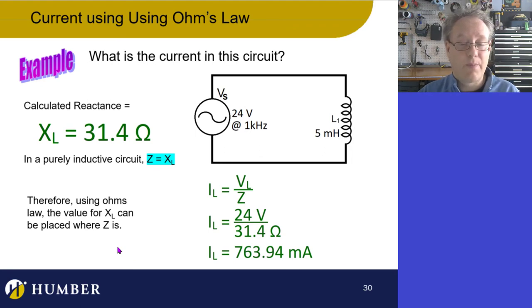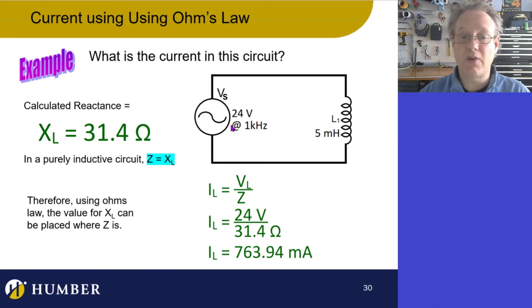In this case, I'm going to use Ohm's law, which is pretty cool because we can use Ohm's law if we have a Z. Wherever we have a Z, which is impedance, when we calculate the total impedance, then we can just throw it right into Ohm's law and we're good to go. But in this case, because we don't have a resistor in the circuit, the total impedance is actually equal to the inductive reactance. So inductive reactance equals Z. So I can throw the value for the inductive reactance right into my Ohm's law and I can calculate current.